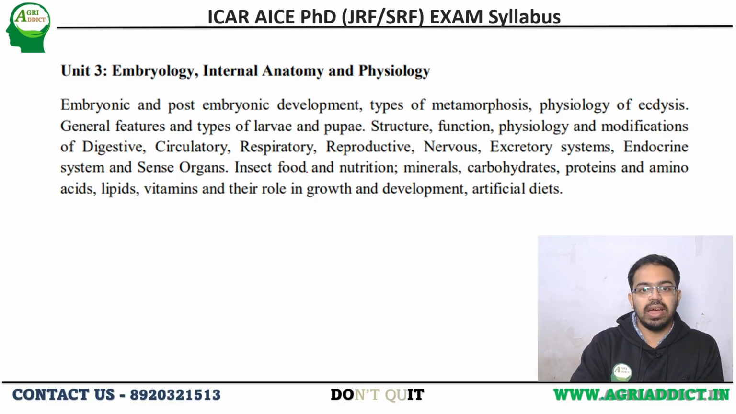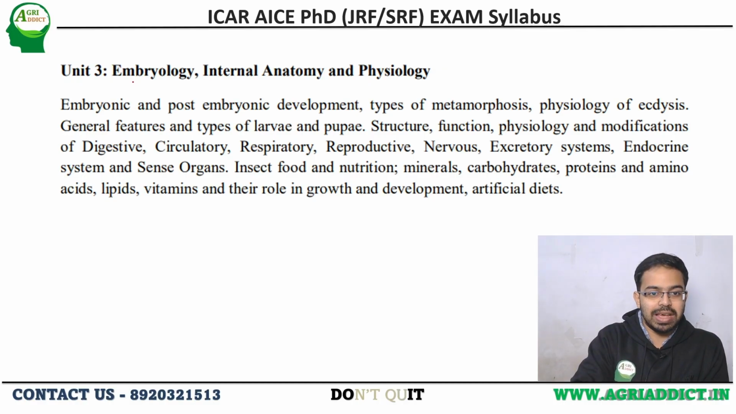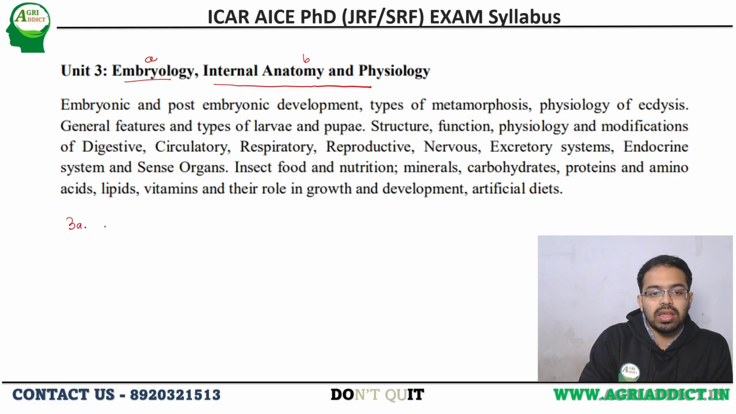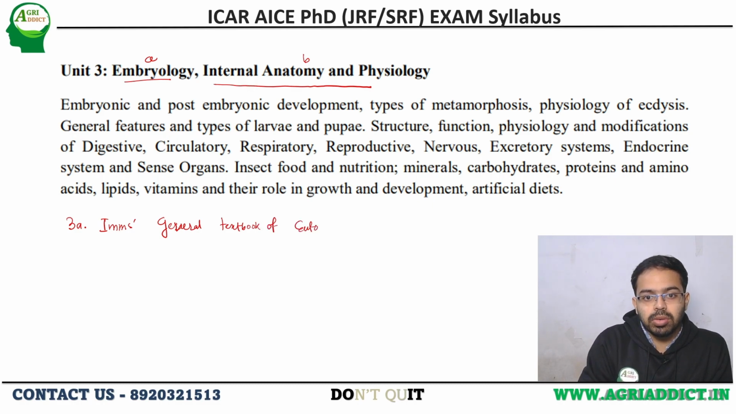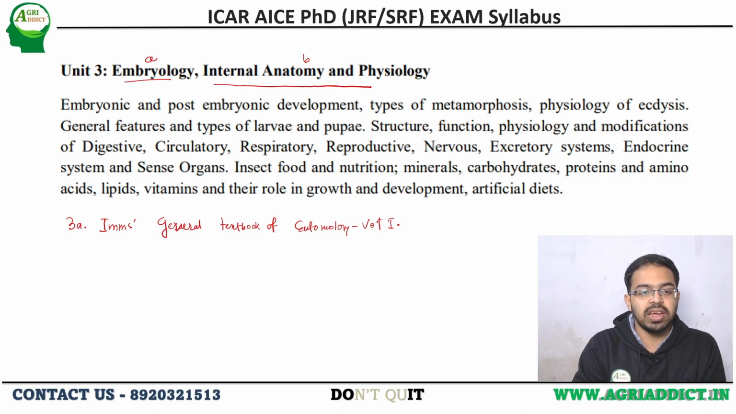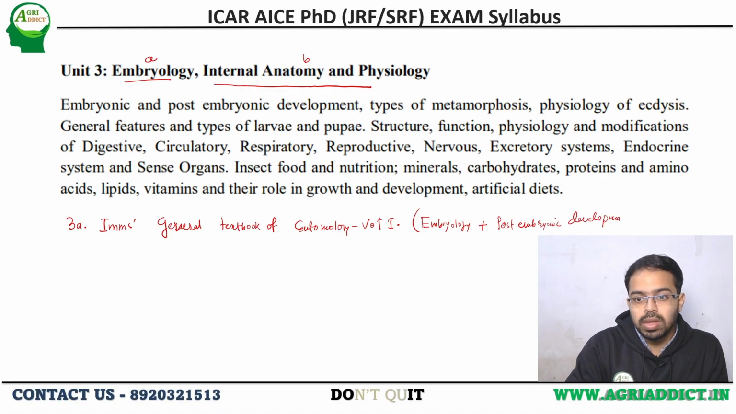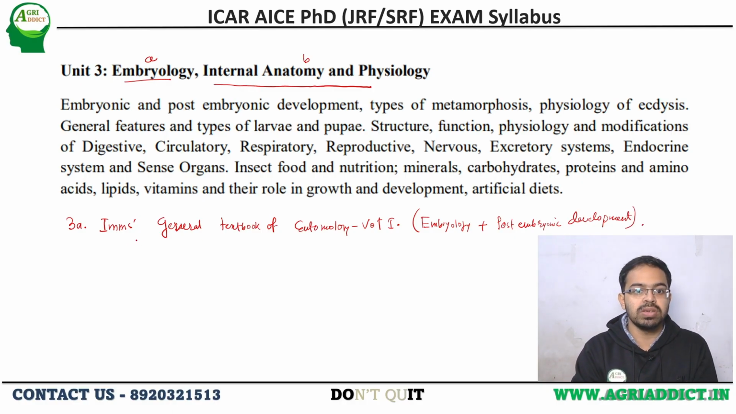Next, embryology, internal anatomy and physiology. There are two parts. One is embryology, the second one is internal anatomy and physiology. So I am writing them as unit 3A and unit 3B. For 3A, it is recommended to read IMMS General Textbook of Entomology, Volume 1, written by Richards and Davies. There you will have two chapters: one is embryology and the other is post-embryonic development. It is recommended to read these two chapters from this book.